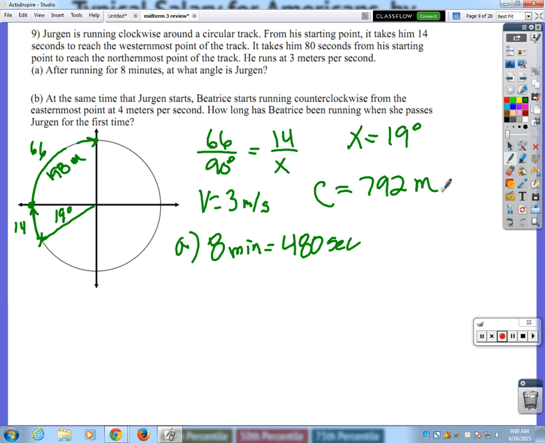Alright, so I got 254 seconds. Oh, that's what I was looking for. Okay, so 1 revolution equals what? 264 seconds. Alright, so Jurgen is going to go all the way around once. Okay, and then how many seconds does he have left?